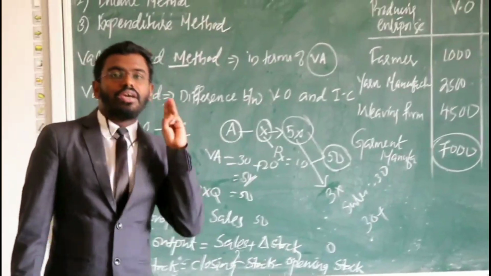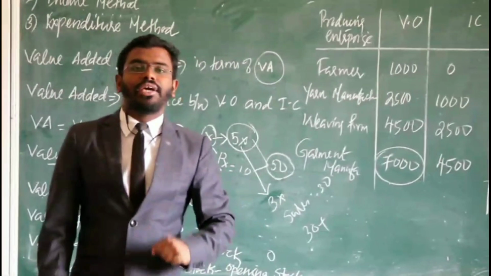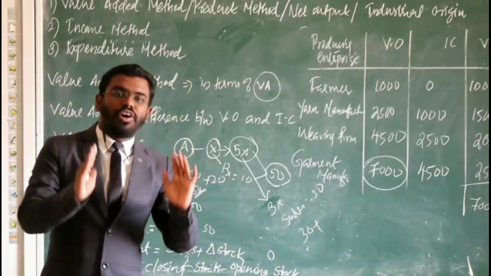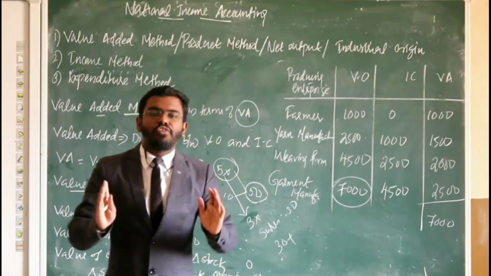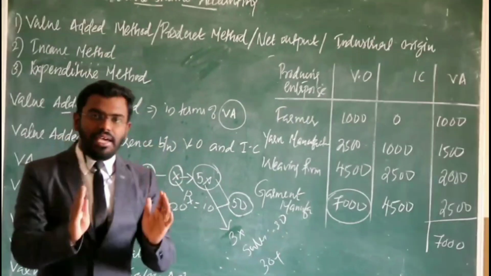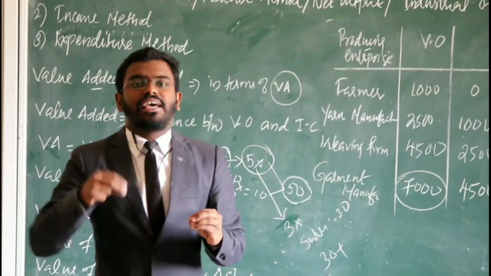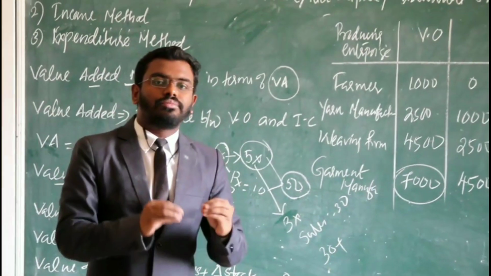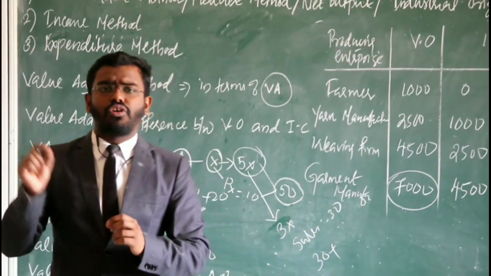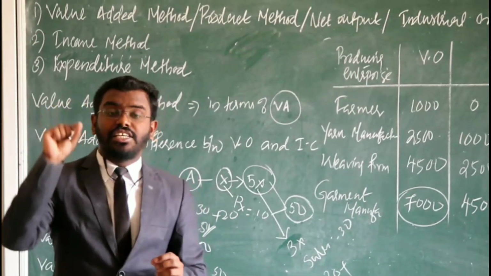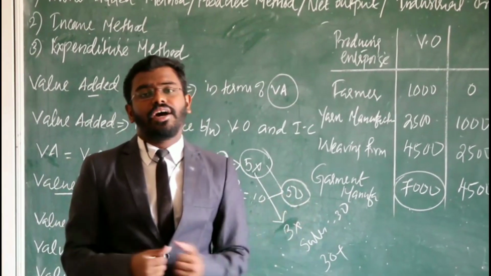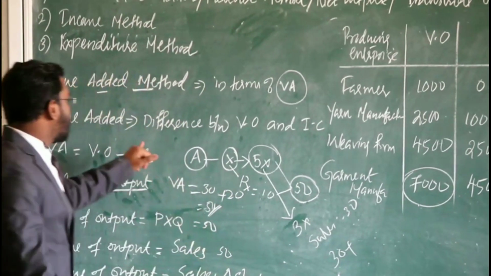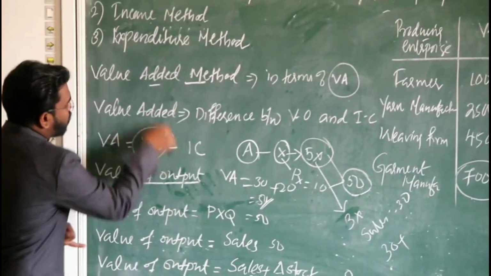So there are 3 methods for calculating value of output. First one, value of output is equal to P into Q. Second one, value of output is equal to sales, if the producer sells his entire output. Third one, value of output is equal to sales plus change in stock, delta stock, if the producer can't sell his entire output. So that is okay, value of output is okay.